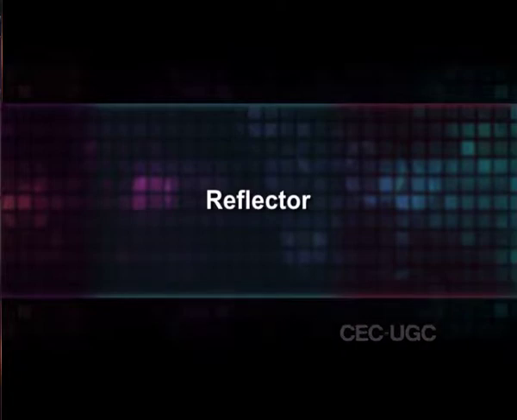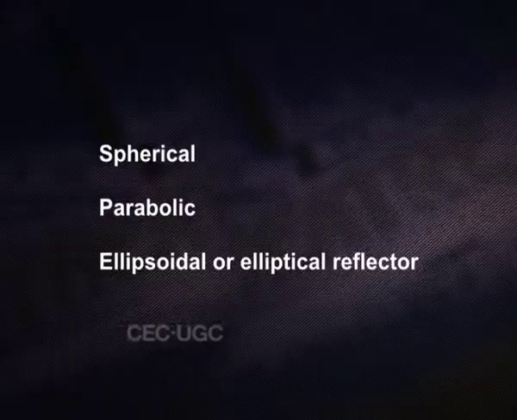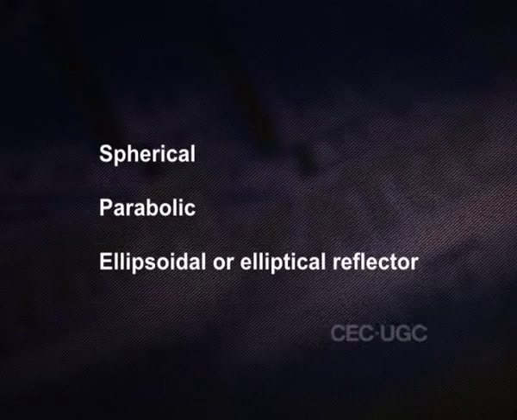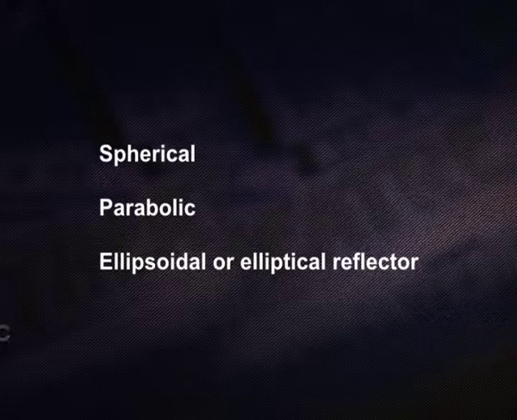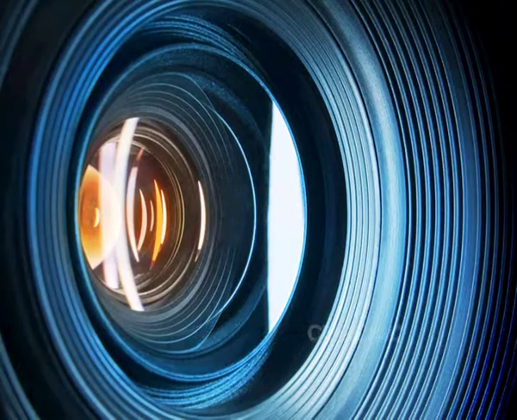Reflector. The 3 types of reflectors commonly used for stage lighting equipment are spherical, parabolic and ellipsoidal or elliptical reflector. Lenses. The ability to refract light is of particular importance because it enables light to get collected, turned into a beam and adjusted to suit a specific purpose. The 2 types of lenses commonly used in stage lighting equipment are plano-convex and Fresnel.